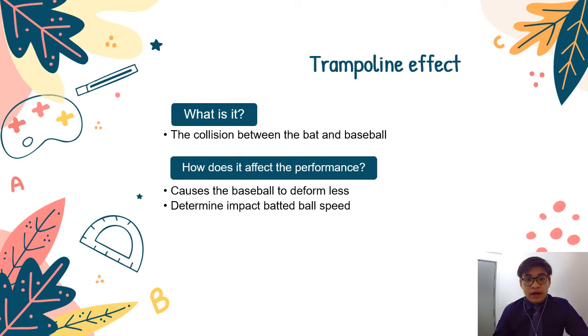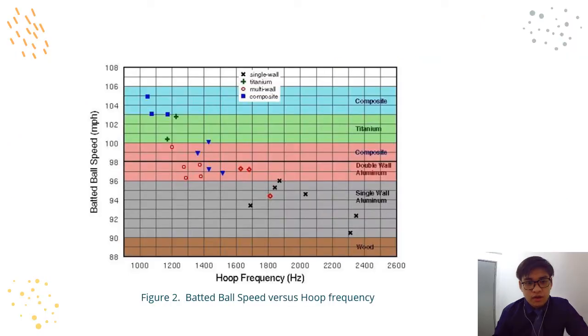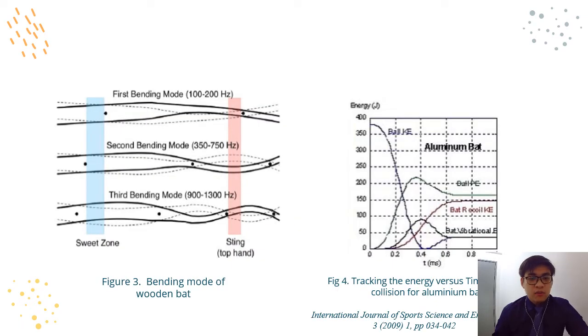Next is the trampoline effect, and this term can be simplified as the amount of speed conserved by the ball after contact with the bat. In figure 2, a comparison of the batted ball speed was conducted under 3 types of materials. Based on the result, wood has the lowest hoop frequency, and this explains the bending modes in figure 3 on the next page, where the higher bending mode will be ideal, but it greatly impacts the ball's post speed. Also back in figure 2, the composite bat outshines with the higher speed, thus showing the composite bat has higher performance than both types because it stores more energy and is assumed to have a thinner barrel, and therefore most of the energy is restored into the ball, as shown in figure 4.